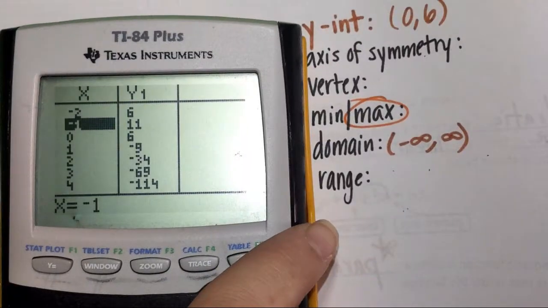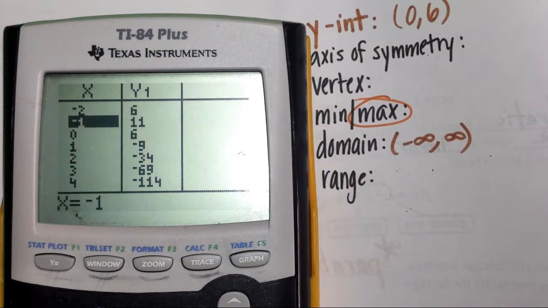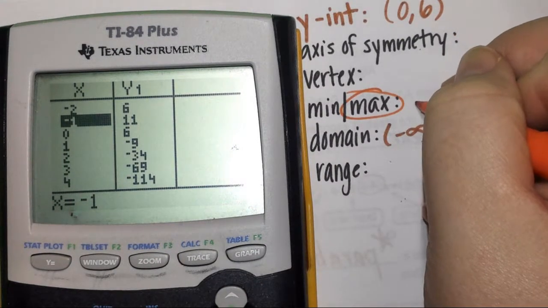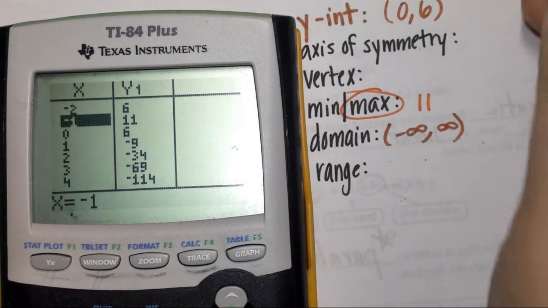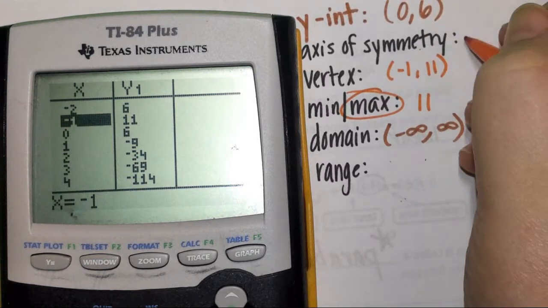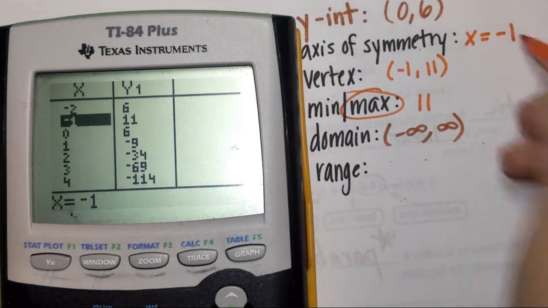So again, I used my calculator. I went to second table after I've graphed it, because I didn't think I was getting much from the graph. We'll talk about how to make the graph work for you in a second, but I want to show all the options in life. I knew it was supposed to be a max, so I was looking for the highest number over here, and the highest number I could find was an 11. So there's a max at 11, and then the vertex is at -1, 11, and then that axis of symmetry must be -1.